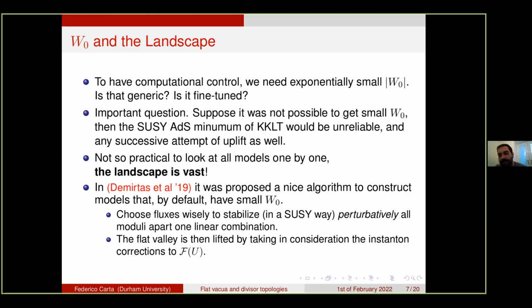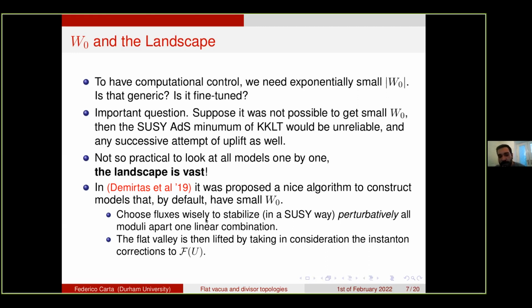And it's also impractical to look at all the models one by one, because the landscape is huge. One needed a solution to this problem, and this solution came in a very nice and important paper by Demirtas et al. in 19. They proposed a nice algorithm to construct models that by default have a small W0. The steps of this algorithm are essentially two.